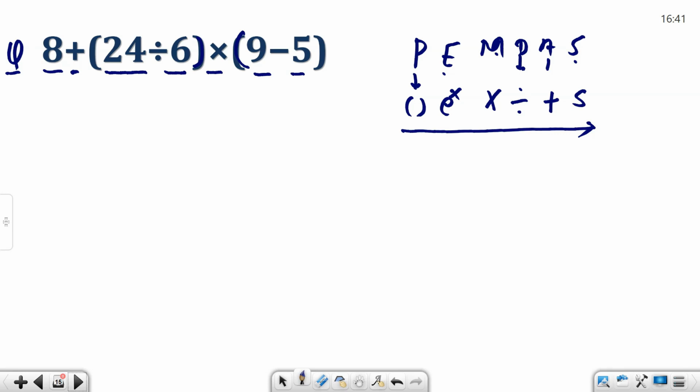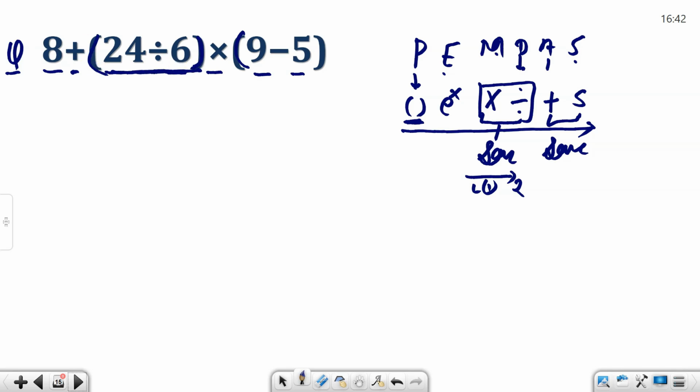Now, if we check this from left to right, first we will solve the parentheses. Here, multiplication and division have the same priority. Addition and subtraction also have the same priority. So when they have the same priority, we check from left to right. Whatever comes first when checking from left to right, we solve that first. So here, first we need to solve the bracket, right?